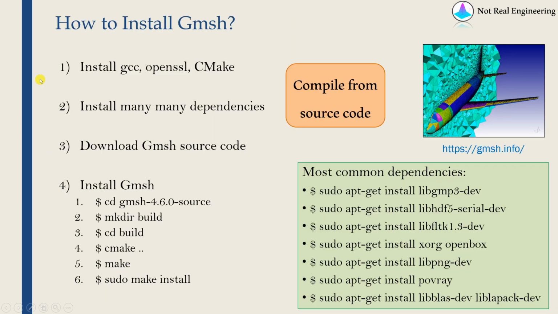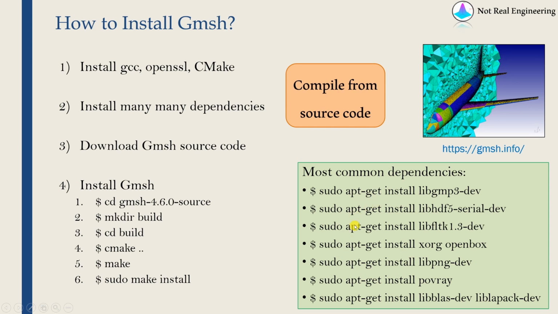This is just the overall workflow, what we have to do to install Gmsh. First, we will start with installing GCC, OpenSSL and CMake. These are some compilers which we will need to compile Gmsh because we are going to compile Gmsh from source code. Then we have to install many dependencies.